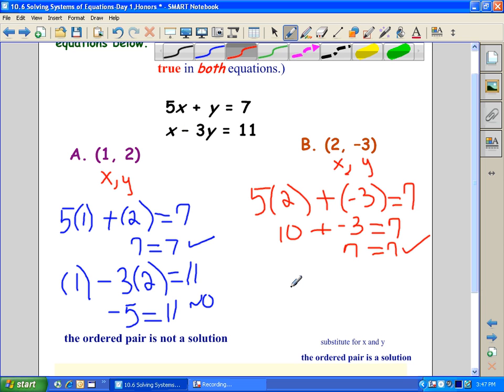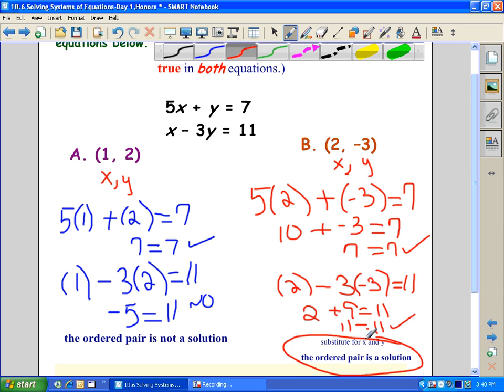Instead of an x, I'm going to write 2. So I'm going to go 2 minus 3 times, let me think, what was my y? Negative 3. It's going to look a little confusing there. And that's going to be equal to 11. So negative times a negative is a positive. So that's 2 plus 9. And I think 11 equals 11. So the ordered pair is a solution for this one.